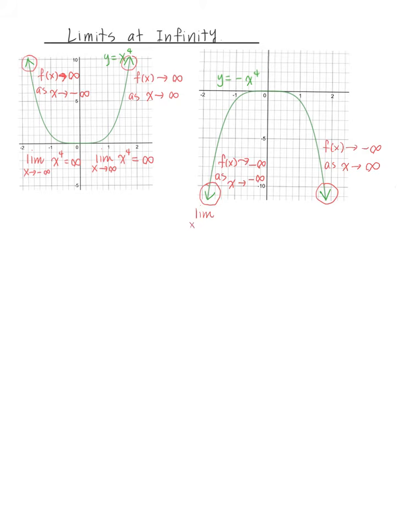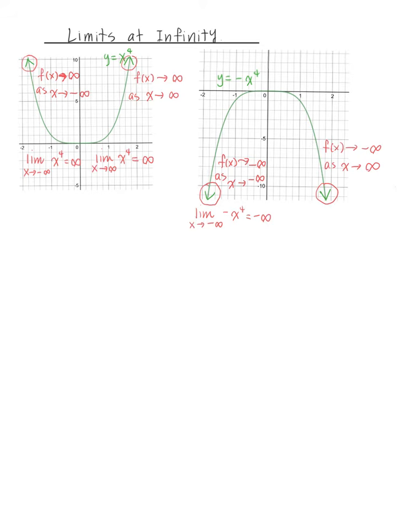Limit as x goes to negative infinity of f of x. Our f of x is negative x to the fourth. Now, this is going to negative infinity. So this is where the f of x is going. And then obviously this is where the x is going. And this is nothing but your given function.